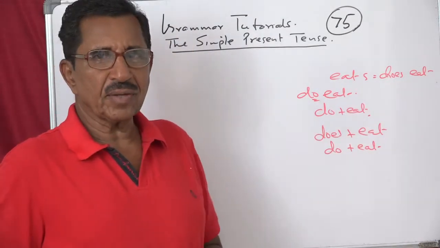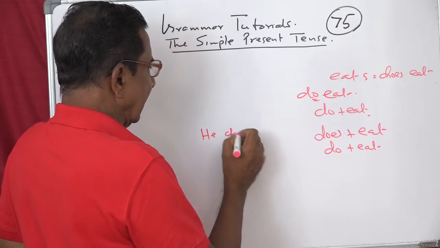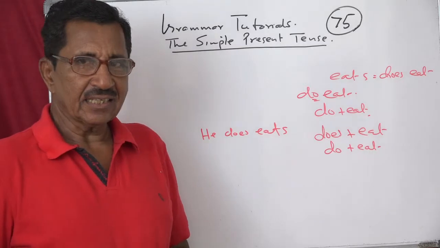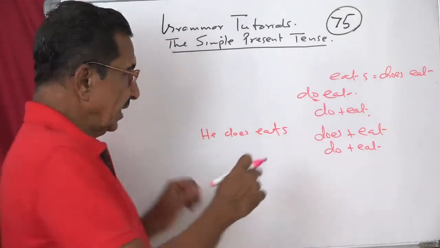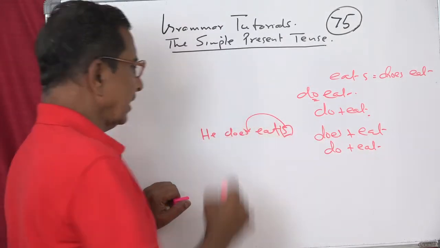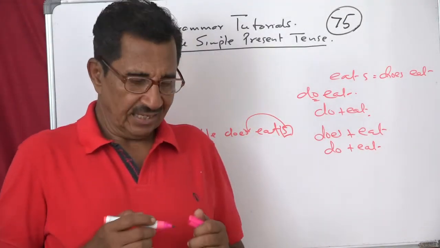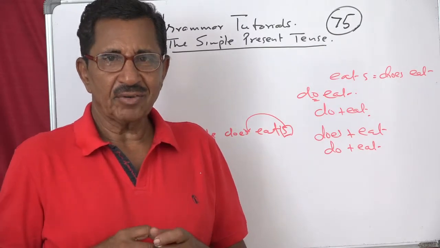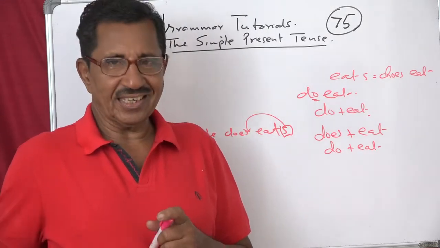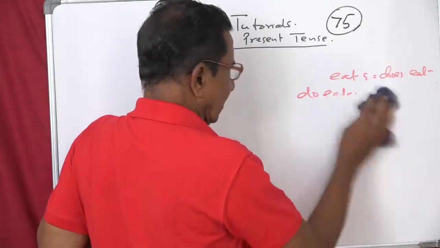Now, very often students make a mistake. You know what that is? He does eats. This is wrong. Why? Because this S in eats you have already taken and added here. So if you say does eats, that is very, very wrong, I should say. So don't do this. But very often students do this.